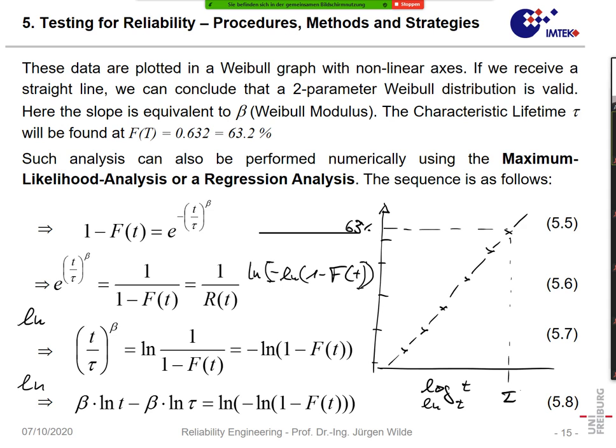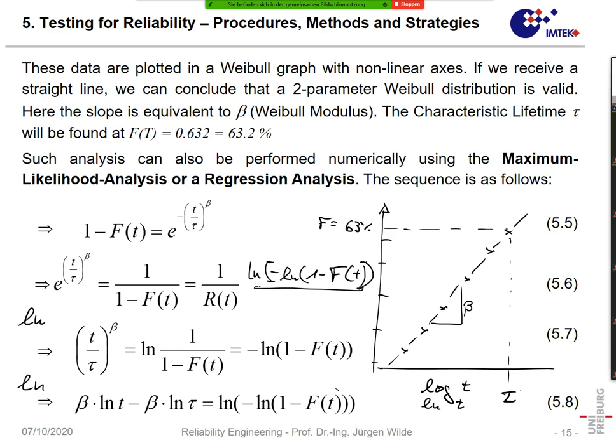So we have this transformed y scale, but on the other hand we can say if we plot this parameter here against the logarithm of time, we can see that this slope is always the beta, and when we set t equal to tau, we can see that this is valid for 63%, so F is 0.632, and in that way we can get the two parameters of a Weibull function.